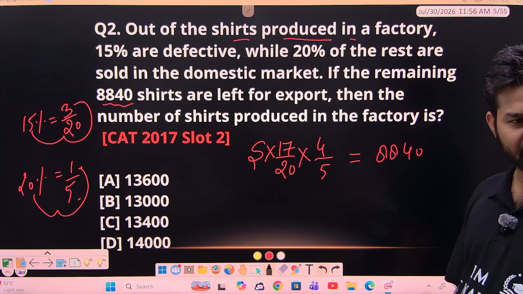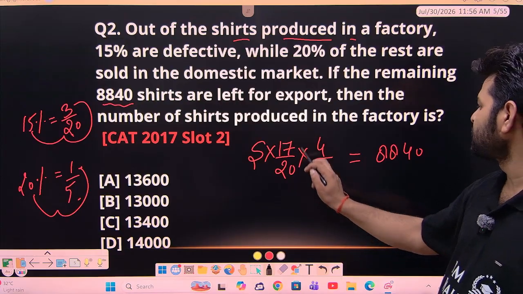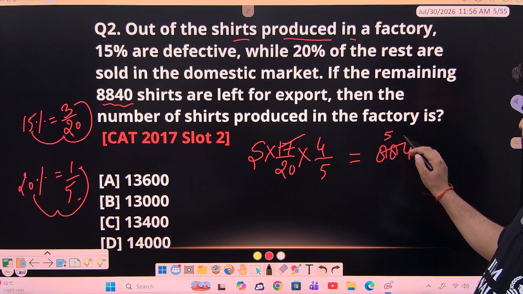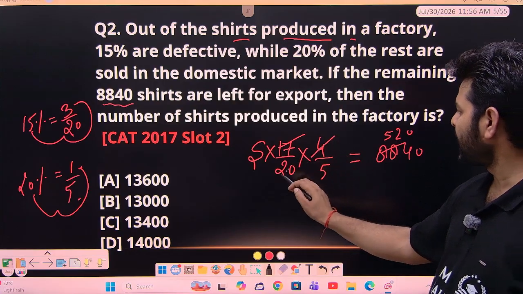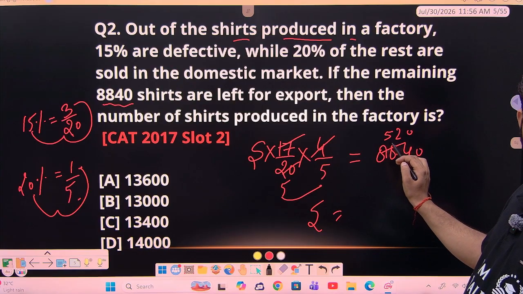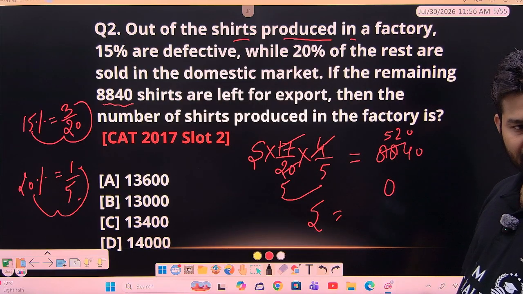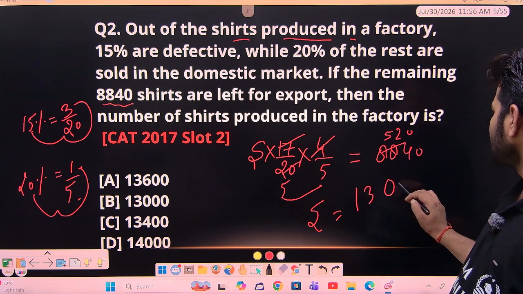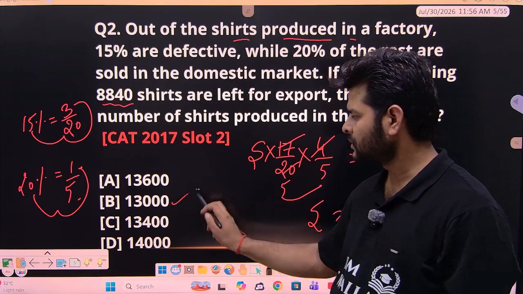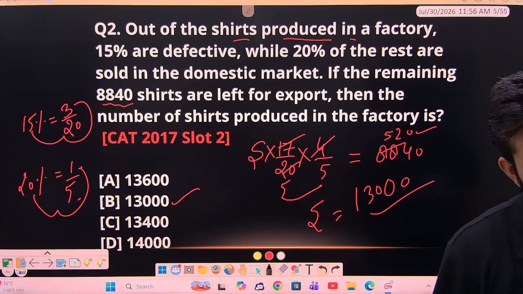if you simplify, you will directly get the answer within 20 seconds, 30 seconds. So how are you going to solve it? 5 times 3, 2 times 0, 5, 25 into 2, 50, carry 5, 25 into 5, 125 plus 5, 130, 130 and 10. So the company was producing 13,000 shirts at the starting.